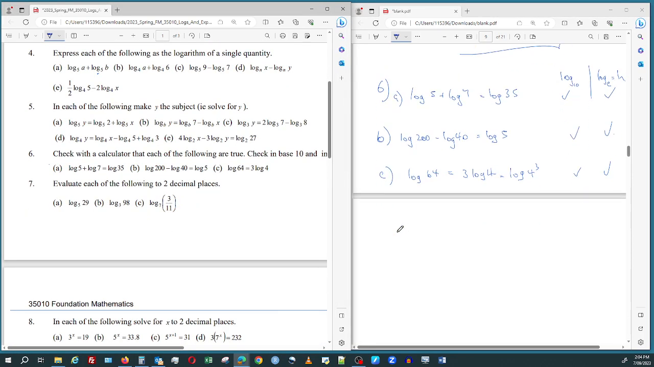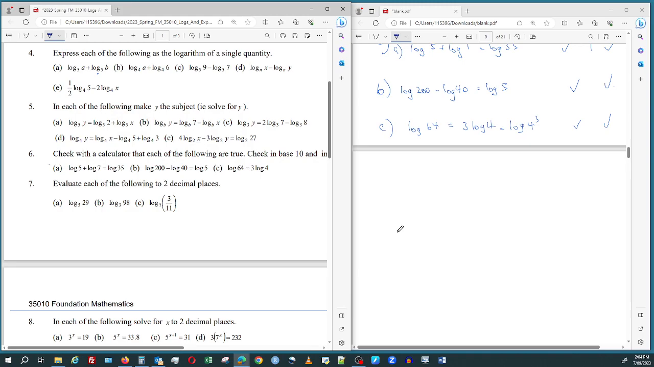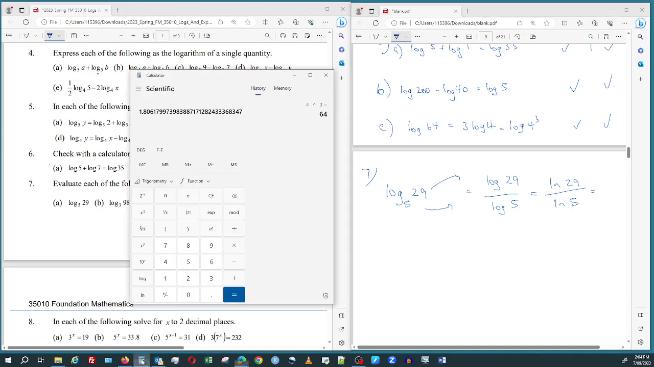Evaluate each of the following to two decimal places. So Houston, we have a problem because how do you do log base 5 on the calculator? You can't. But what we learned about in the workshop was that we can take either the log, put that on the numerator, divided by the log of 5, which would be the same as taking the ln, divided by the ln of 5. So we can do that readily, just as we did previously.